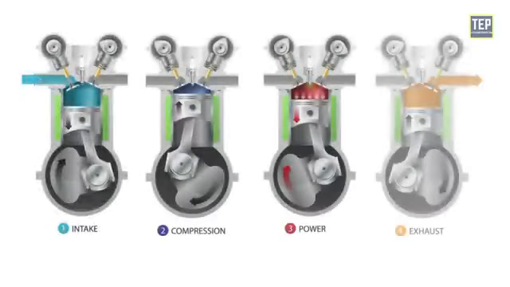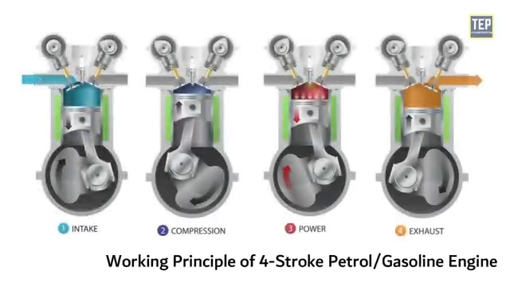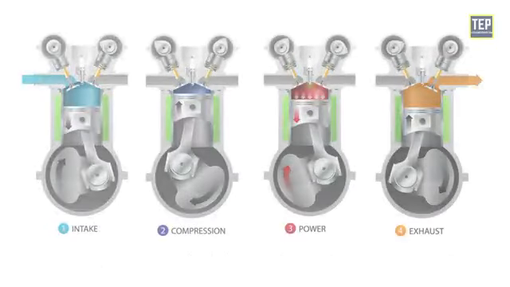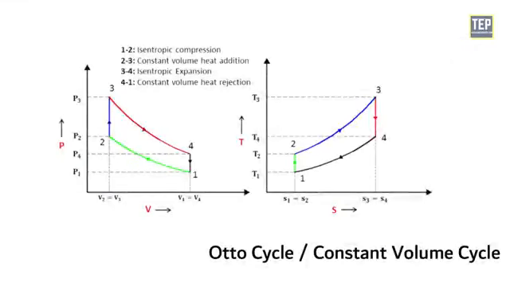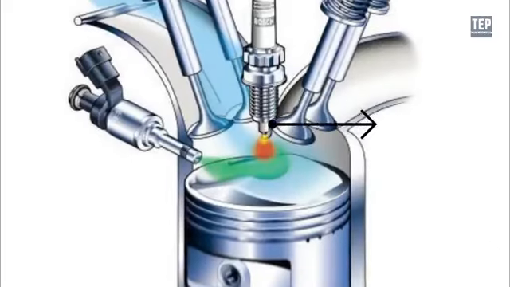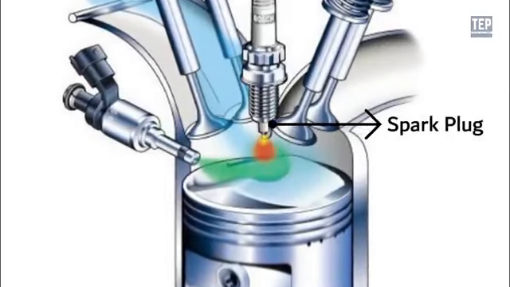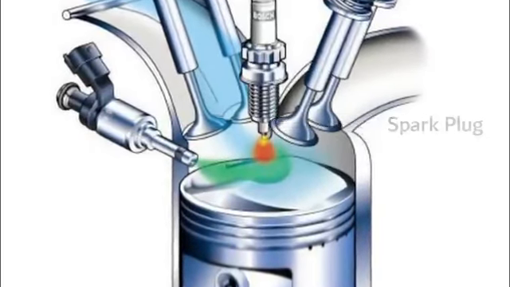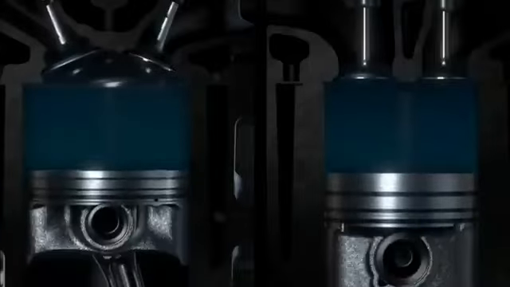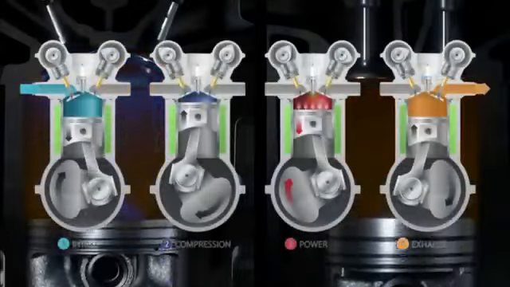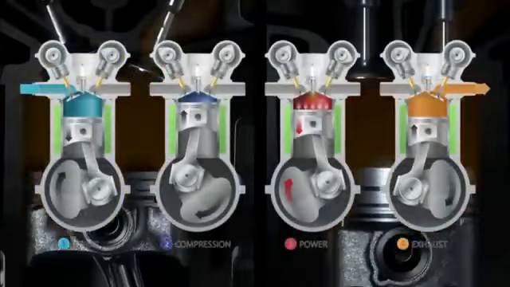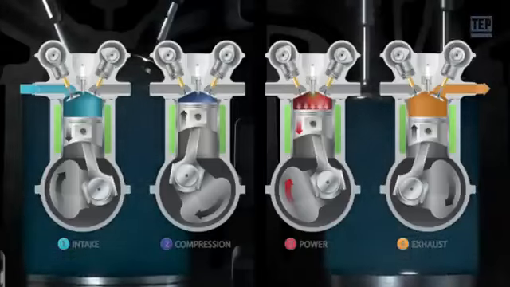Now let's take a look at the working principle of the 4-stroke petrol engine. The petrol engine works on the principle of the Otto cycle, also known as the constant volume cycle. The spark plug fitted at the top of the cover initiates the ignition of the petrol. In a 4-stroke engine, all the events, that is intake, compression, power, and exhaust, are completed in 2 revolutions of the crankshaft. They are as follows.